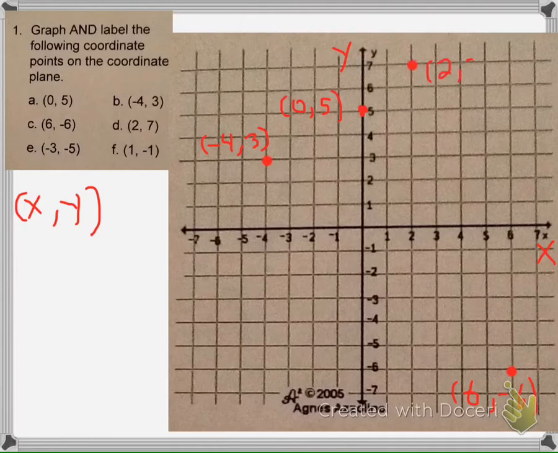Label it, 2, 7. Next one is -3 on the x, -5 on the y, so going down. And label. And next one is +1, -1. So on your paper, make sure you had each of these in the correct space and labeled correctly. If not, correct it, and hopefully in a different colored pen would be helpful.